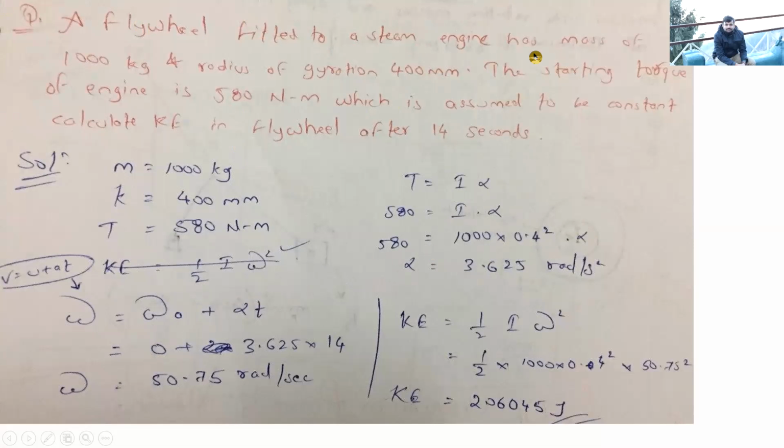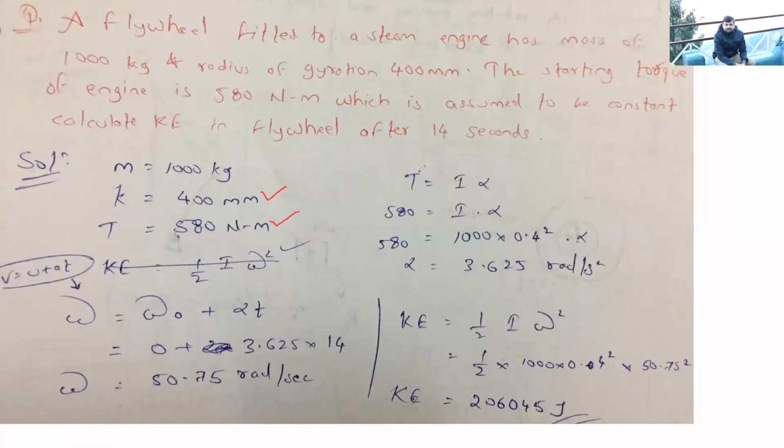The flywheel fitted to a steam engine has a mass of 1000 kg. So mass is given, radius of gyration is given as 400 mm. The starting torque of the engine is 580 newton meter, which is assumed to be constant. Calculate the kinetic energy of the flywheel after 14 seconds. So in this question, what all is given to us? The mass of flywheel, the radius of gyration and the value of torque are given.